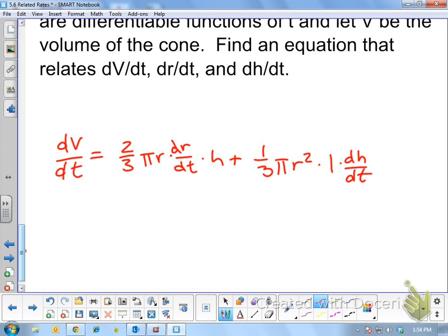Now, so many words, and it's confusing. These are very large word problems.